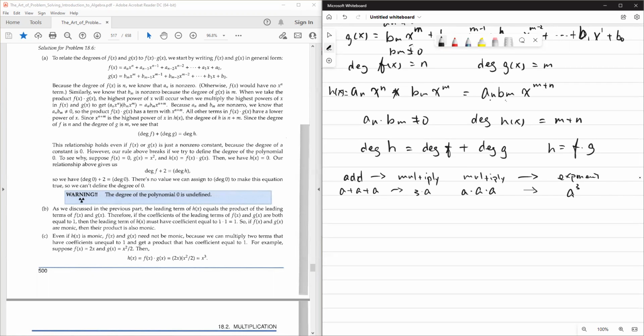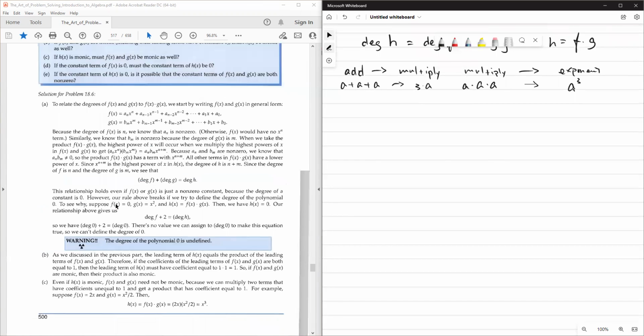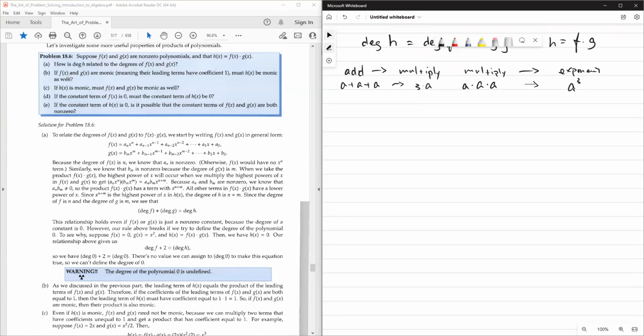Anyhow, so that's the first part, right? The degree of the product polynomial is the degrees of the two polynomials added together. That gives you the highest term. Okay, part B: if f of x and g of x are monic, meaning their leading terms have coefficient 1, must h of x be monic as well?